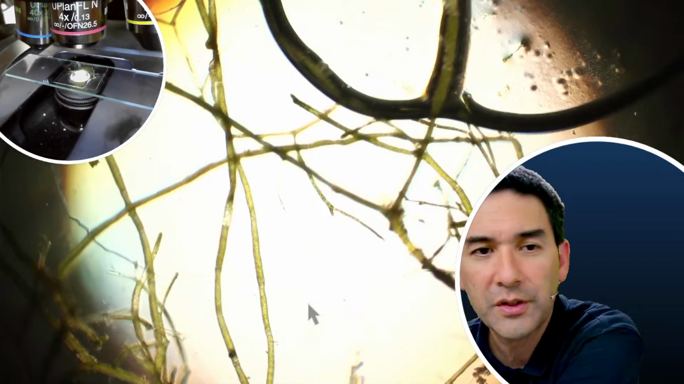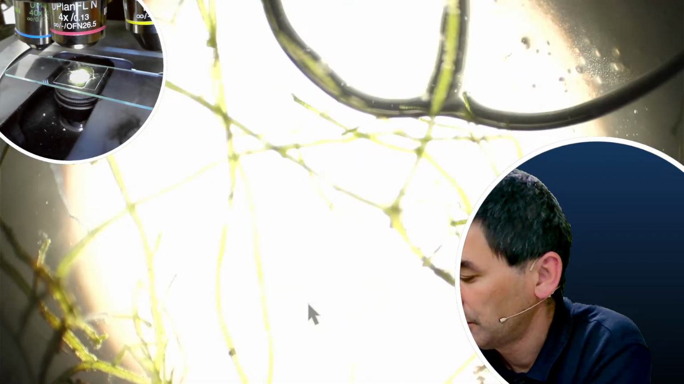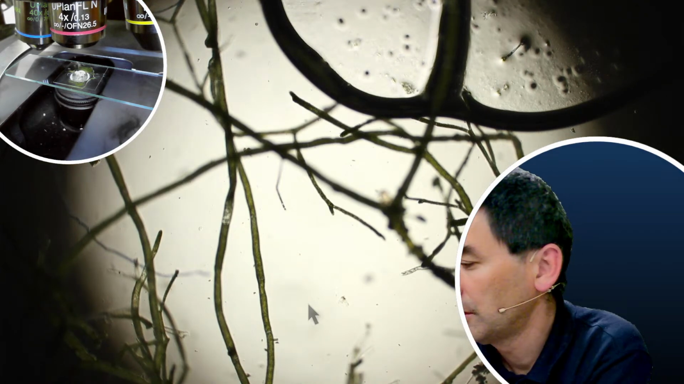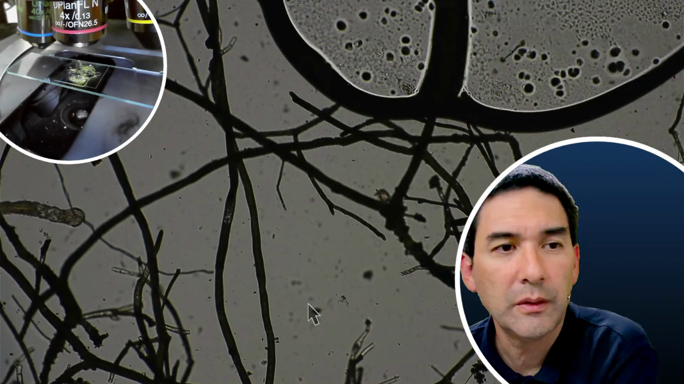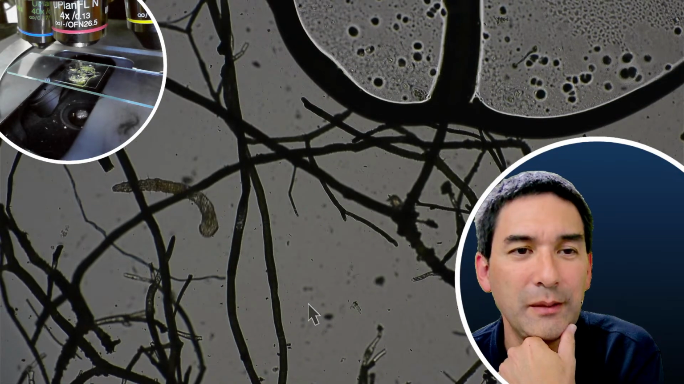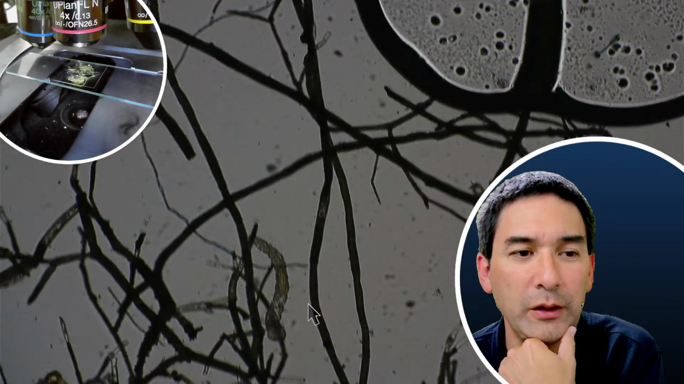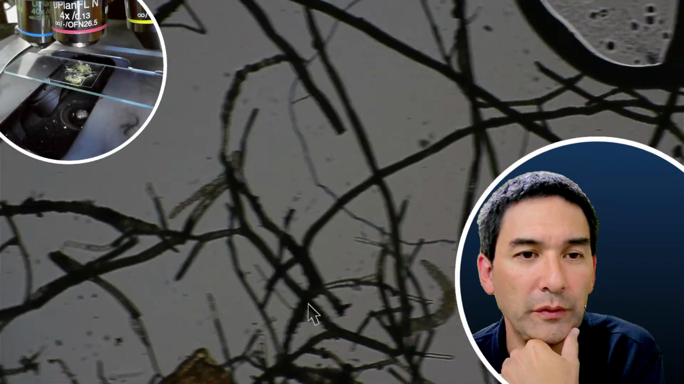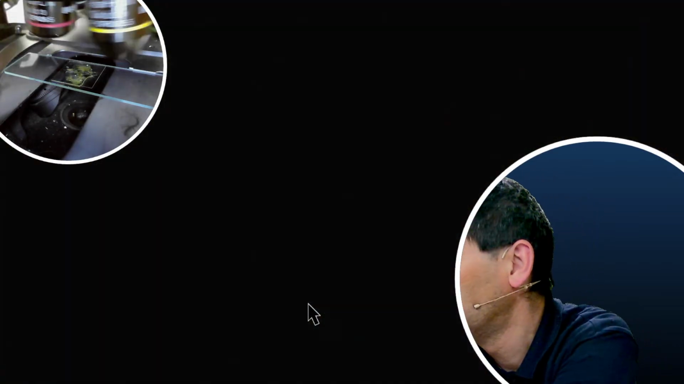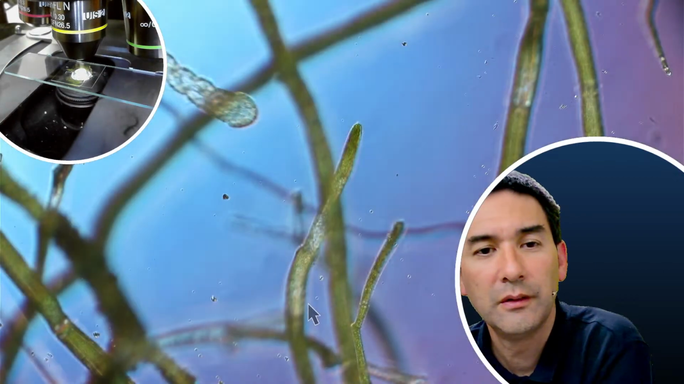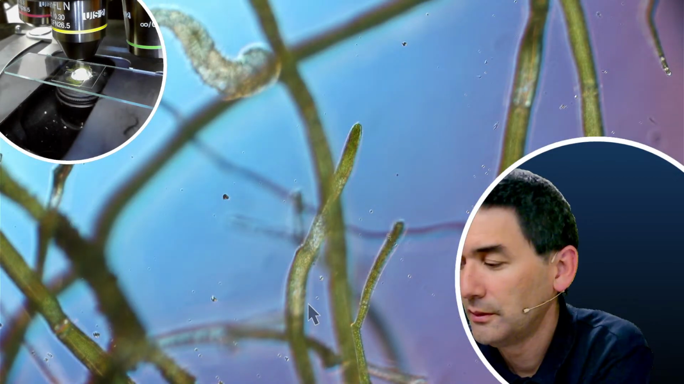Always start with lowest magnification. Here it is. I'm not happy. This here is Aeolosoma. Oh, there's another one over there. Okay. So good.